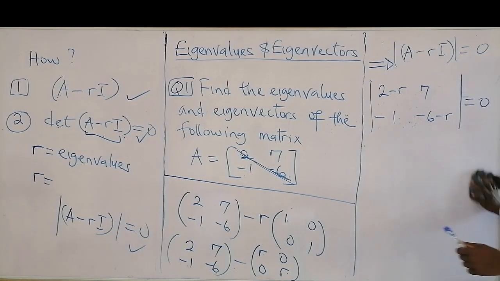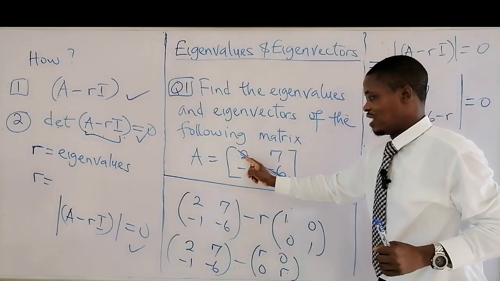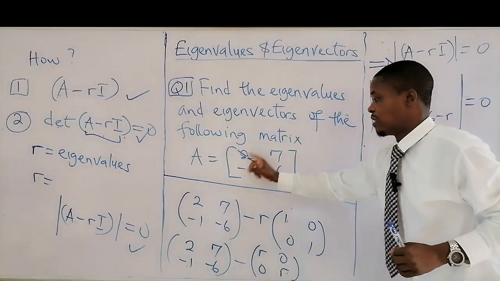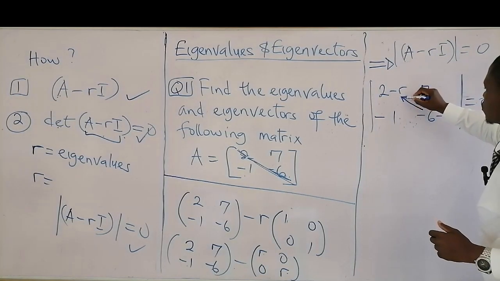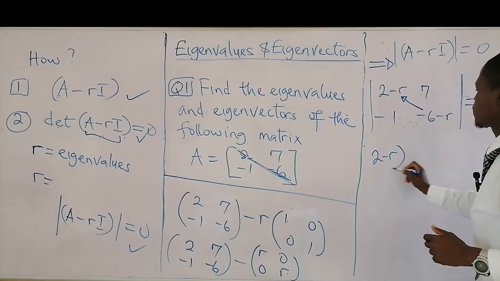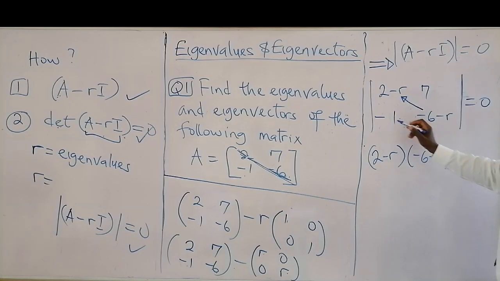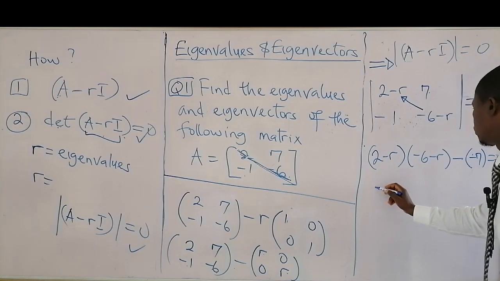So in my subsequent questions, I'll just go straight and use the main diagonal minus r, main diagonal minus r. So this is what we have now. Let's do the expansion of this determinant. This one times this one, that'll be 2 minus r times minus 6 minus r, then minus, in brackets, minus 1 times 7, that's minus 7, equal to 0.